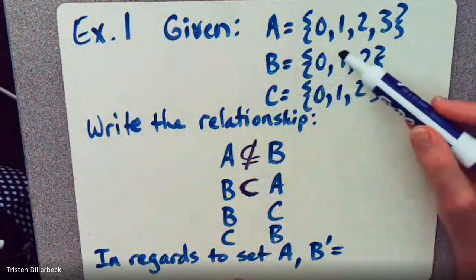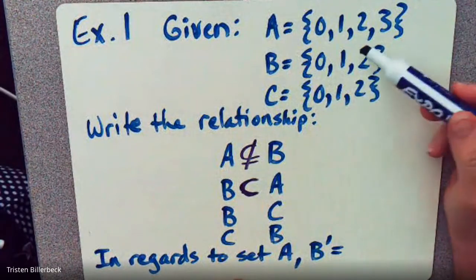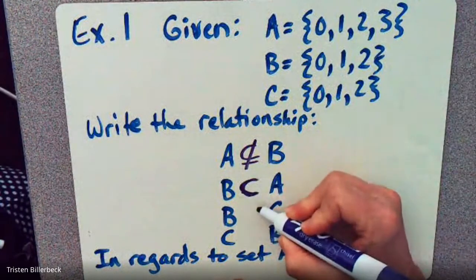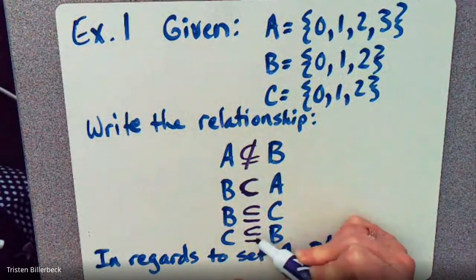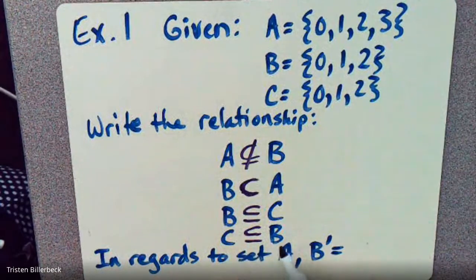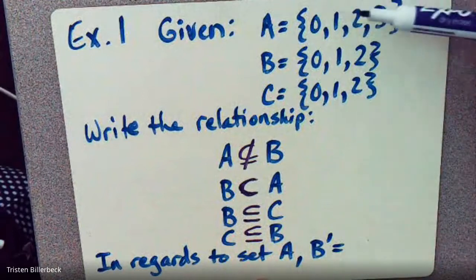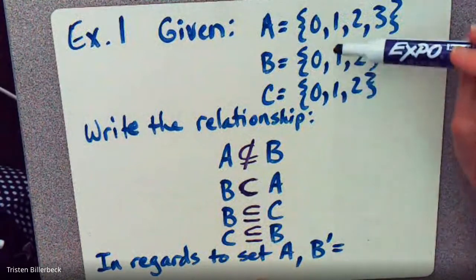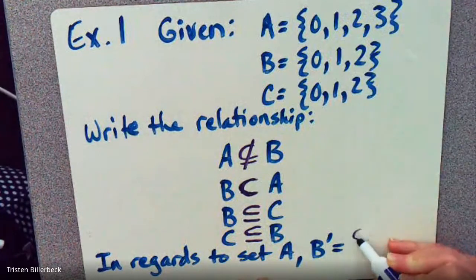Okay, but we see that set B and set C are both 0, 1, 2. So they're equal, so we can write this. And if they're equal, I can switch set C and set B, and it's not a problem. So in regards to set A, 0, 1, 2, 3, if we want to write the complement of B, well, B is 0, 1, 2, but it does not include that 3, then the complement of B is 3.